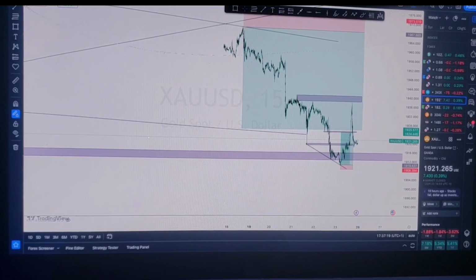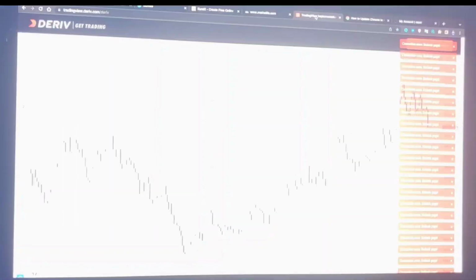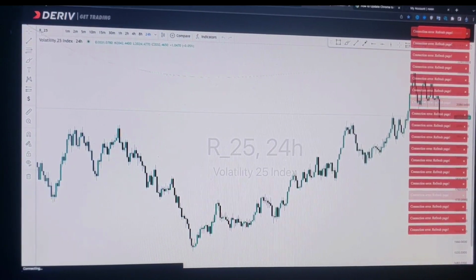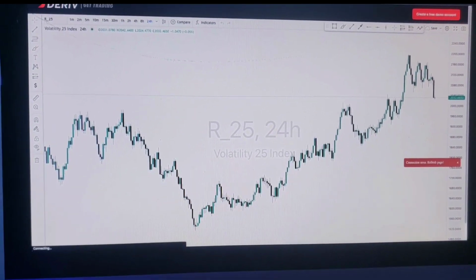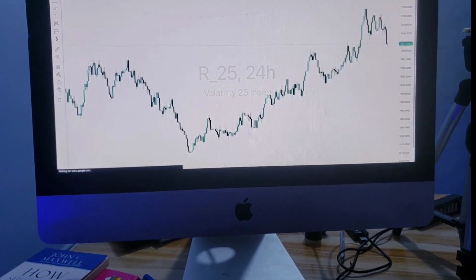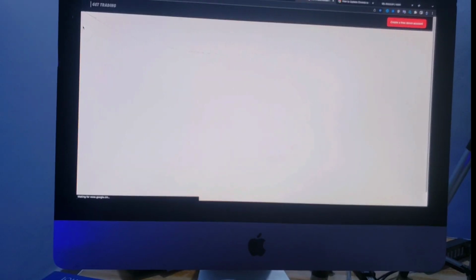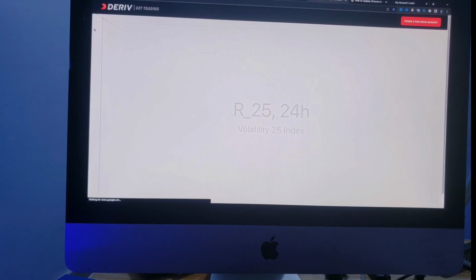Then on the weekends, I usually trade Deriv. Let me reboot this. I usually trade Deriv during the weekends. So this is, wow, I did an analysis here. It has to load. Let it load. The only thing is that I hate Deriv because it doesn't save your chart when you analyze it, so you have to save it.